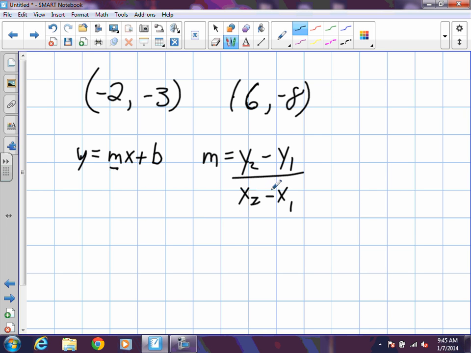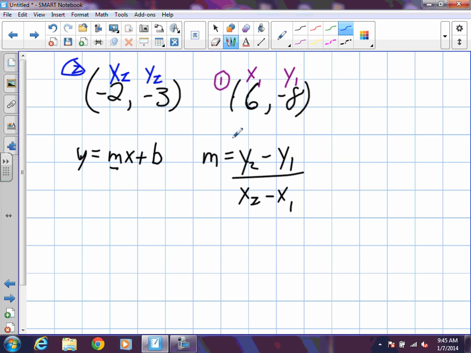Okay? I can call either of these coordinate 1. So in the last one I called coordinate 1 the one on the left. I'm going to call this guy coordinate 1. It really doesn't matter. So that makes him x1 and y1. And I'm going to call this one coordinate 2. So that makes that x2, and this is y2. Okay? So we're going to plug these values in.